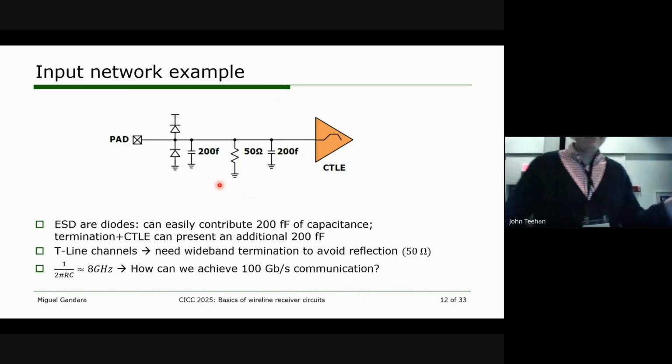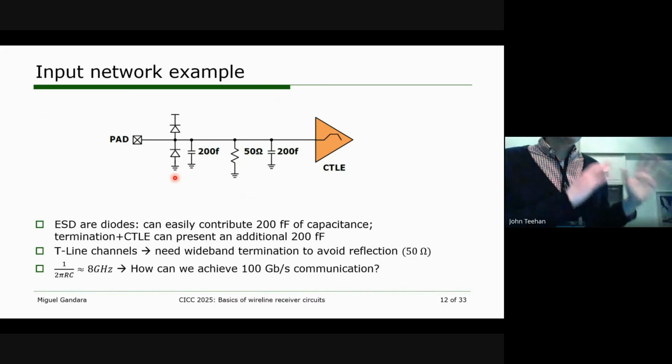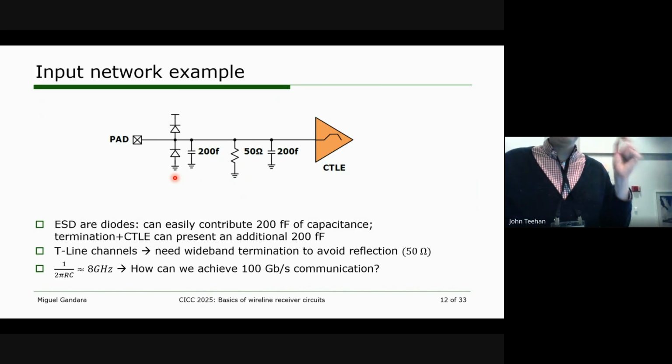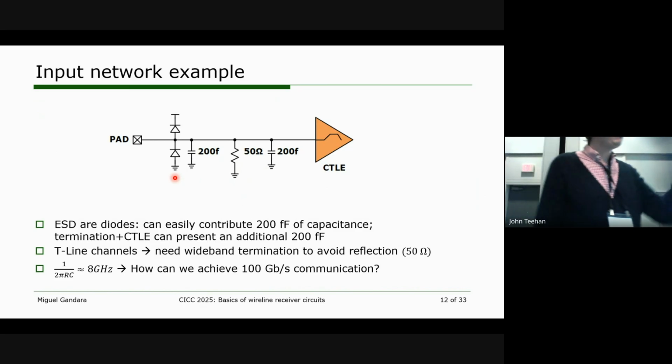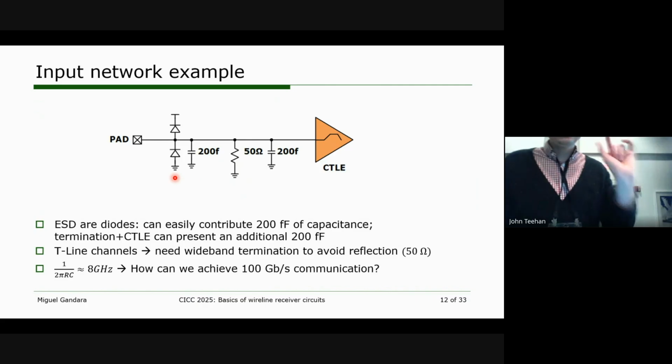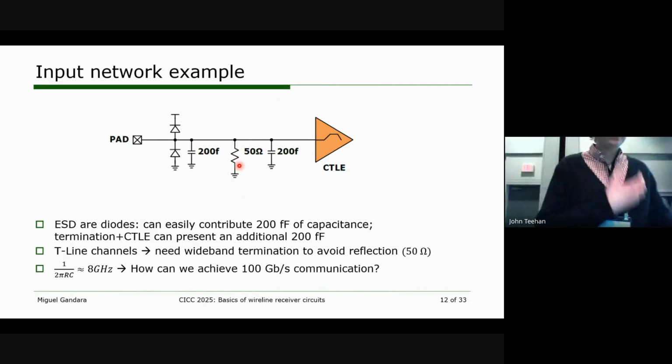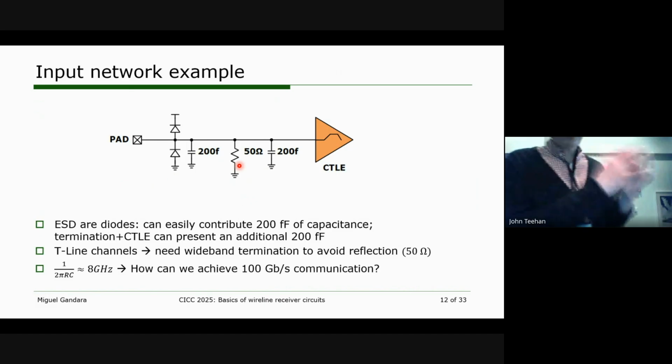The RC, like I mentioned, is actually too simple a model for the channel. A transmission line is a better model. And if we think about transmission lines, the main thing we need to make sure of is having matching impedance. If we don't have a matched impedance at the termination, we'll have reflections, and that'll cause issues in our data transmission, okay? So we need very wideband termination to avoid these reflections.